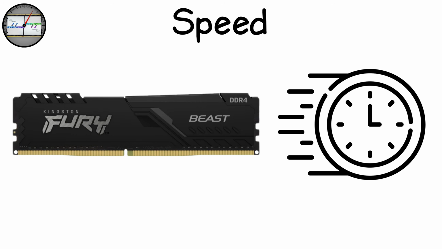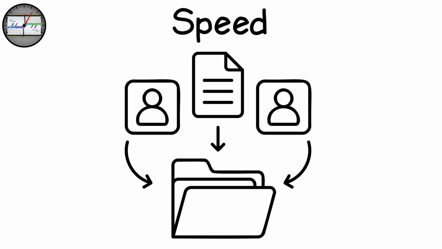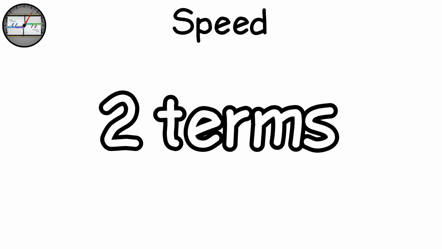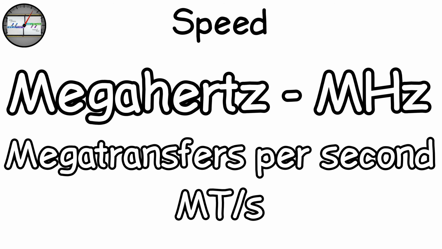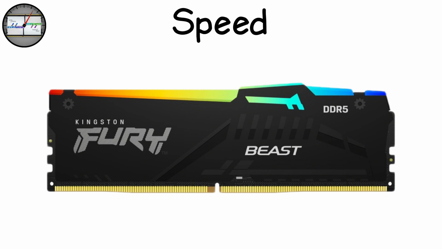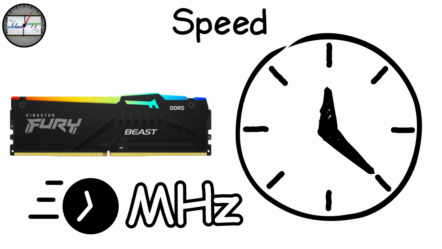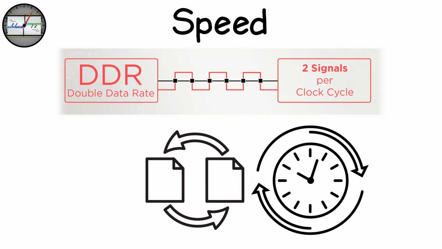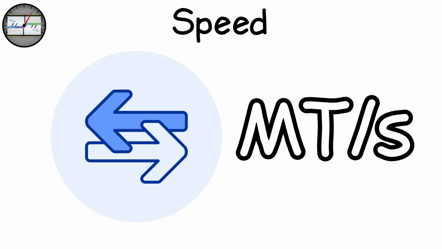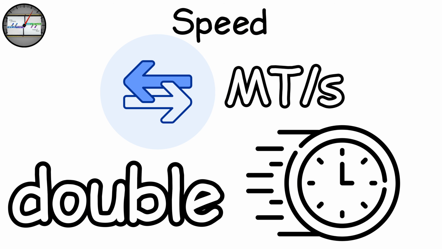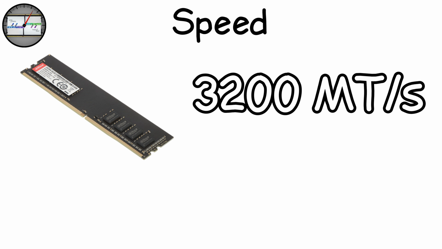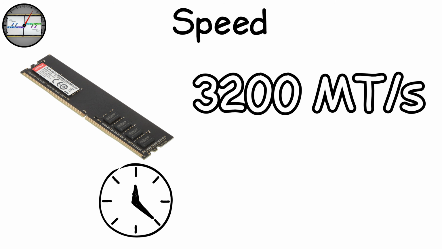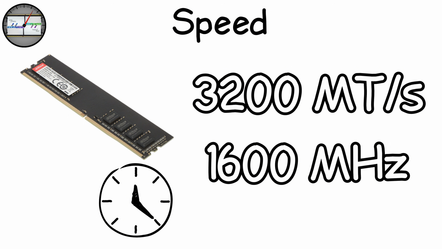Speed. RAM speed represents how many data transfers happen per second. You'll see two terms used: megahertz and megatransfers per second. The RAM's internal clock actually runs at a certain megahertz speed, but because of the double data rate technology, it transfers data twice per clock cycle. So the effective transfer rate, measured in megatransfers per second, is double the actual clock speed. A stick rated at 3200 megatransfers per second has an internal clock running at 1600 megahertz.